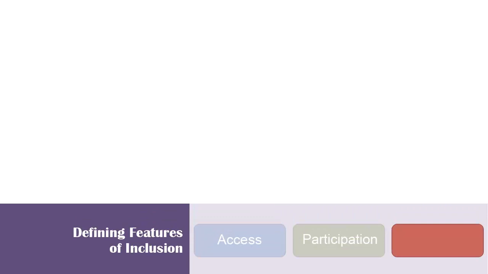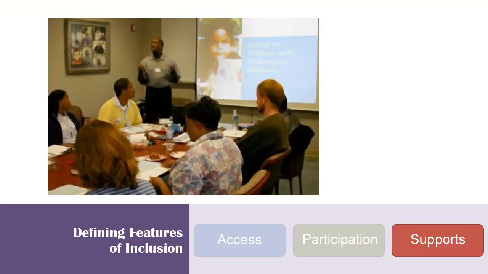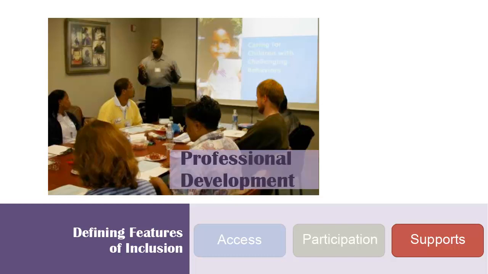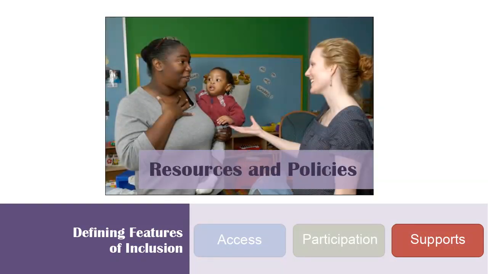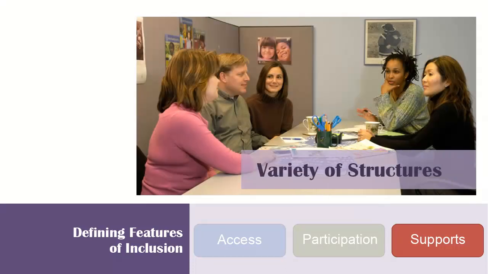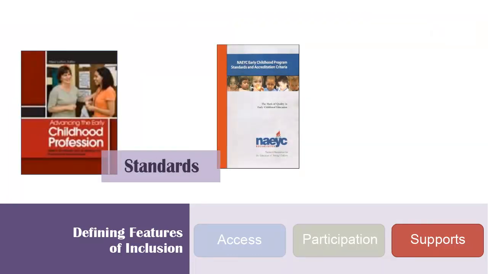The third defining feature is supports. For inclusion to work in community settings such as classrooms and homes, an infrastructure of systems-level supports must be in place. These supports include professional development for practitioners and families, resources and policies to promote communication and collaboration among professionals and families, a variety of structures to help integrate and coordinate special services with general early childhood services, and standards that address program quality and professional competencies.